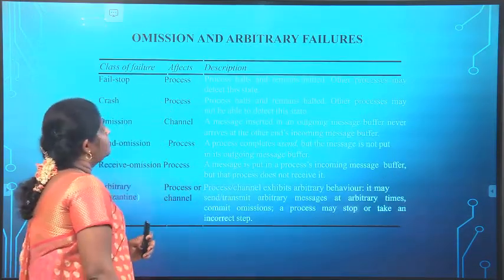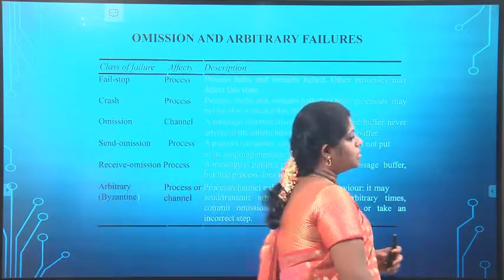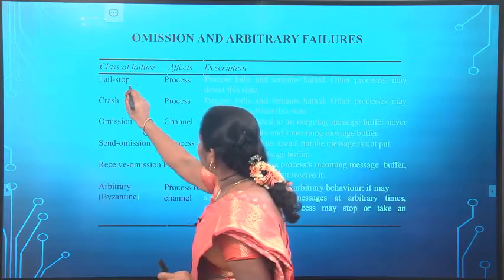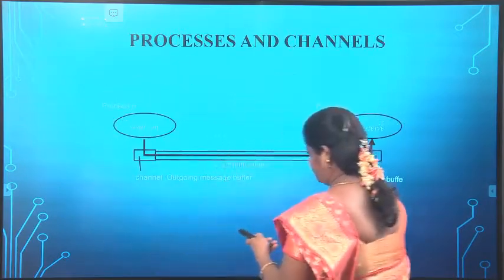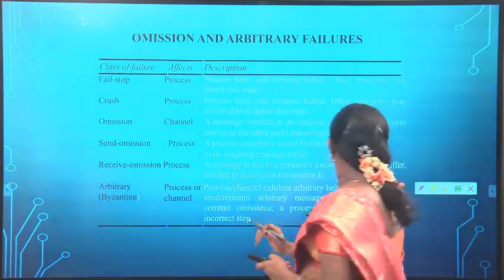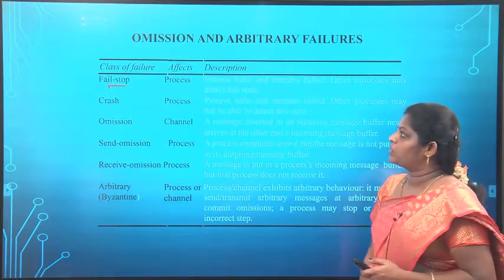Next we'll see some omission and arbitrary failures. The first one is fail stop. The class of failure is fail stop. I told you about fail stop. What do you mean by fail stop?